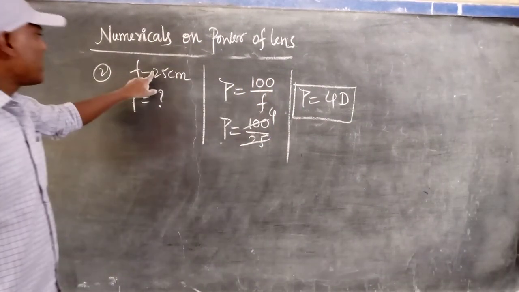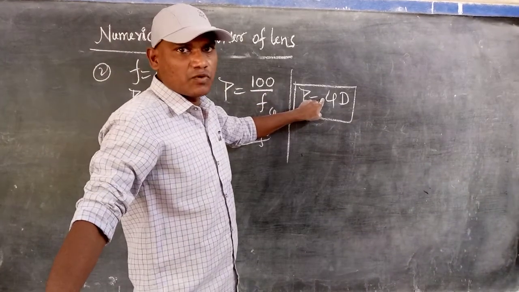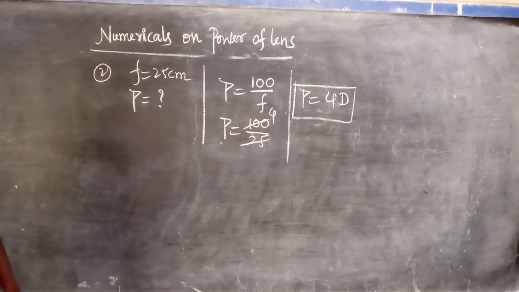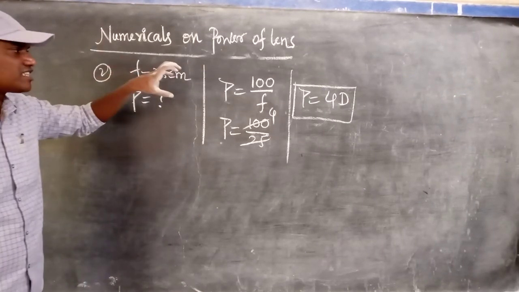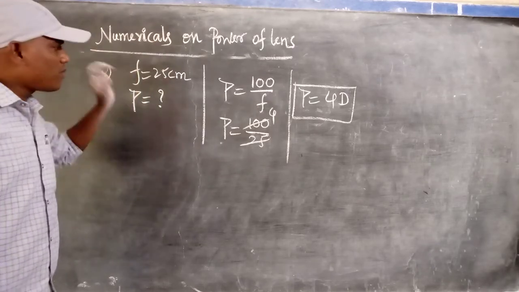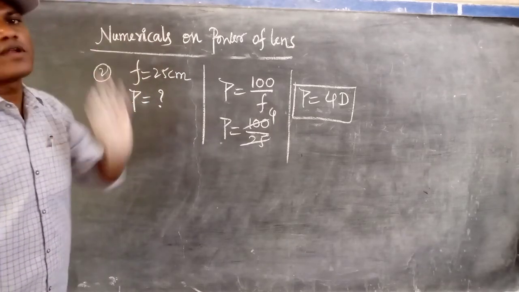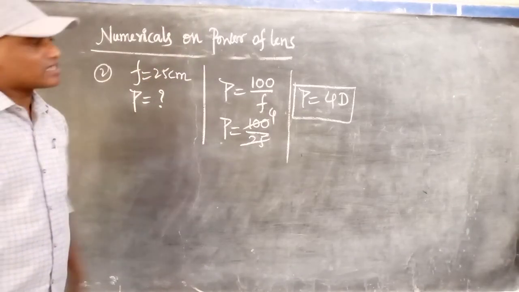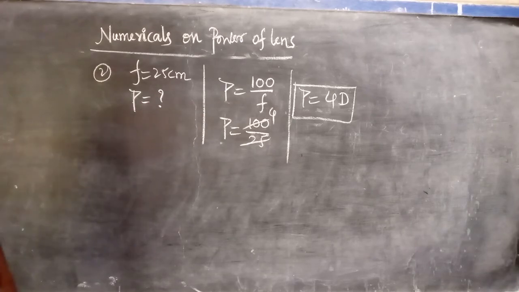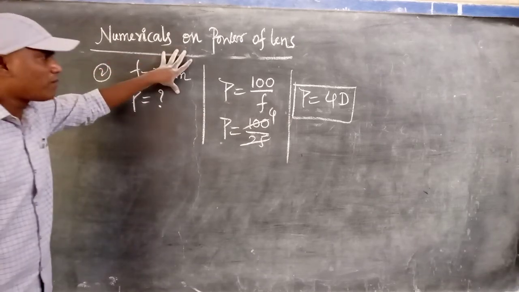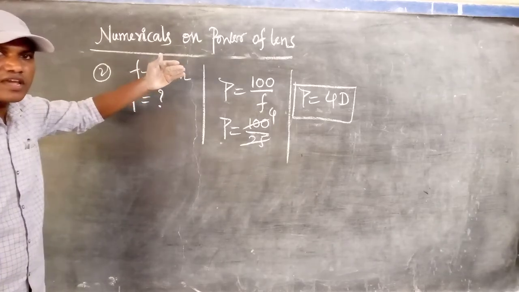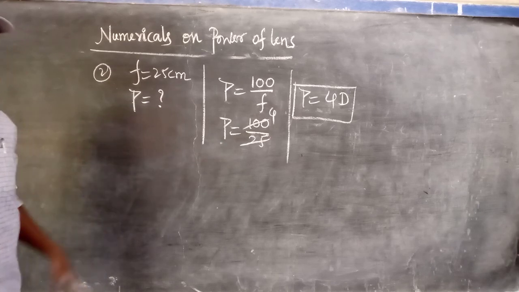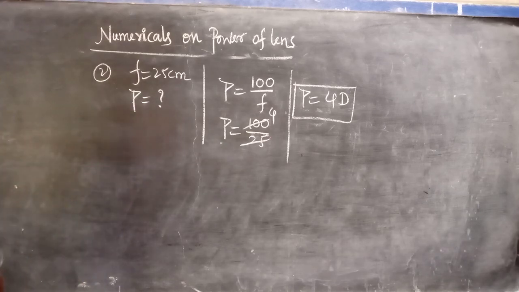Or for example here, minus 25. What is the P value? Minus 4. That means you are using which lens? Concave lens. That's why the power of the lens is positive for a convex lens, and the power of the lens is negative for a concave lens. Why? Because the focal length of the convex lens is positive, and the focal length of the concave lens is negative. This is the method to solve numericals based on the power of lens, when they give the power of lens to find the focal length, or give the focal length and ask to find the power of the lens. Thank you.